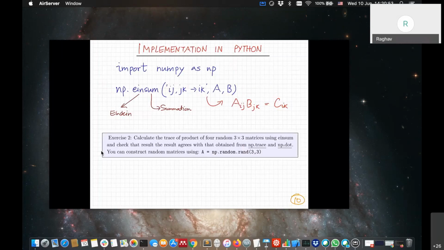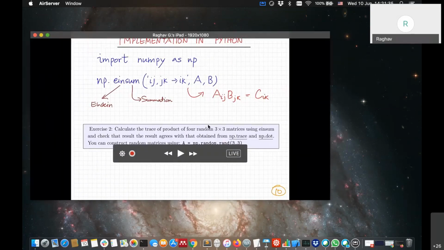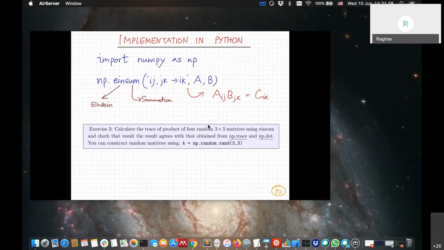Now we come to our second exercise. We'll calculate the trace of the product of four random 3 by 3 matrices using einsum, and check that the result agrees with that obtained from np.trace. np.trace is a routine which computes the trace, and np.dot multiplies two matrices. There are different ways of multiplying matrices in NumPy, such as np.matmul and np.dot. You can construct a 3 by 3 random matrix like this: A is np.random.rand(3,3).